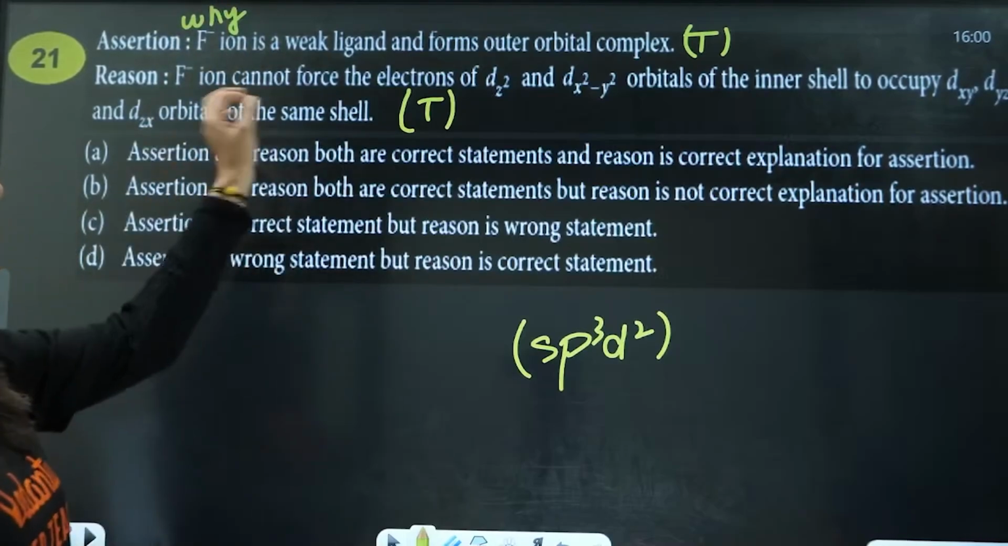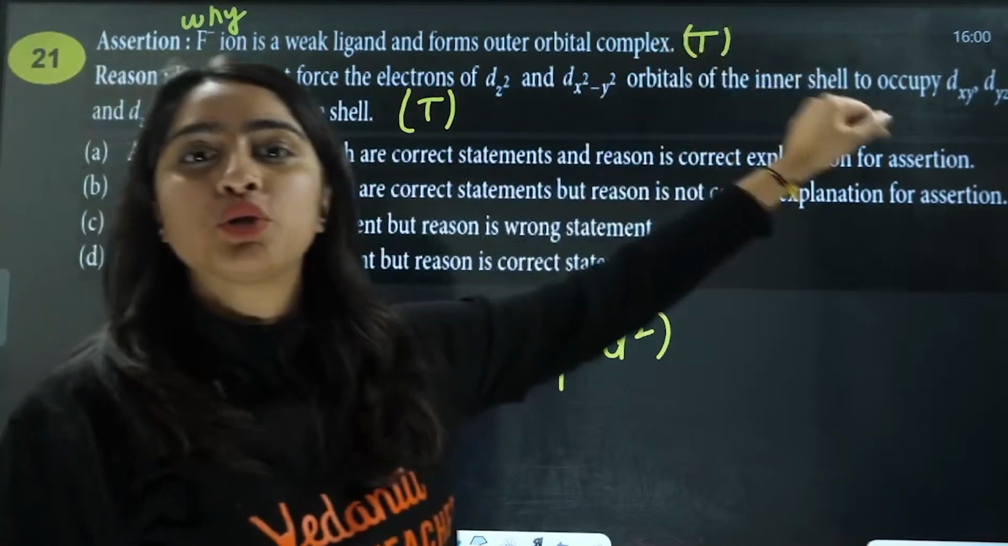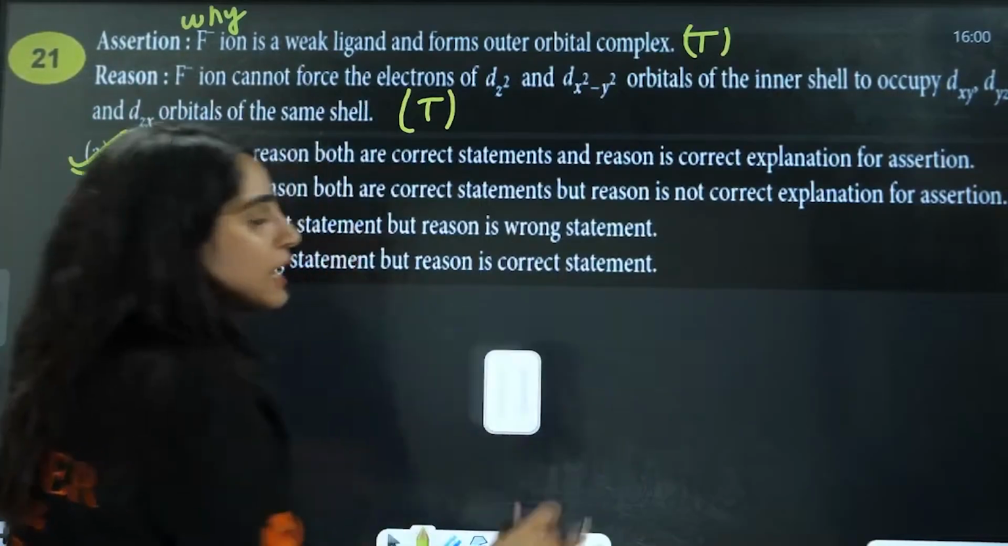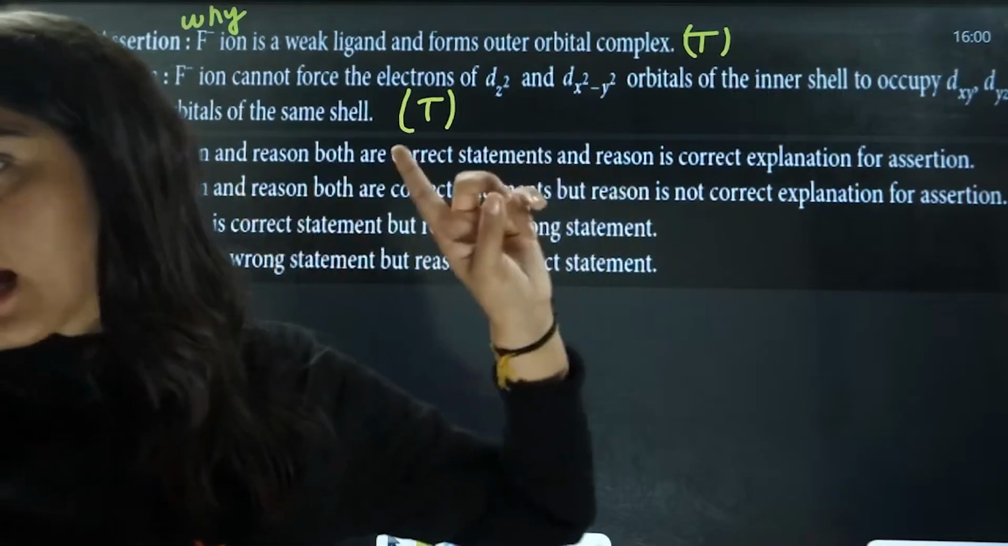Now ask why. Why is F negative a weak ligand? Because it is not able to do the pairing. So A is going to be the correct answer here.